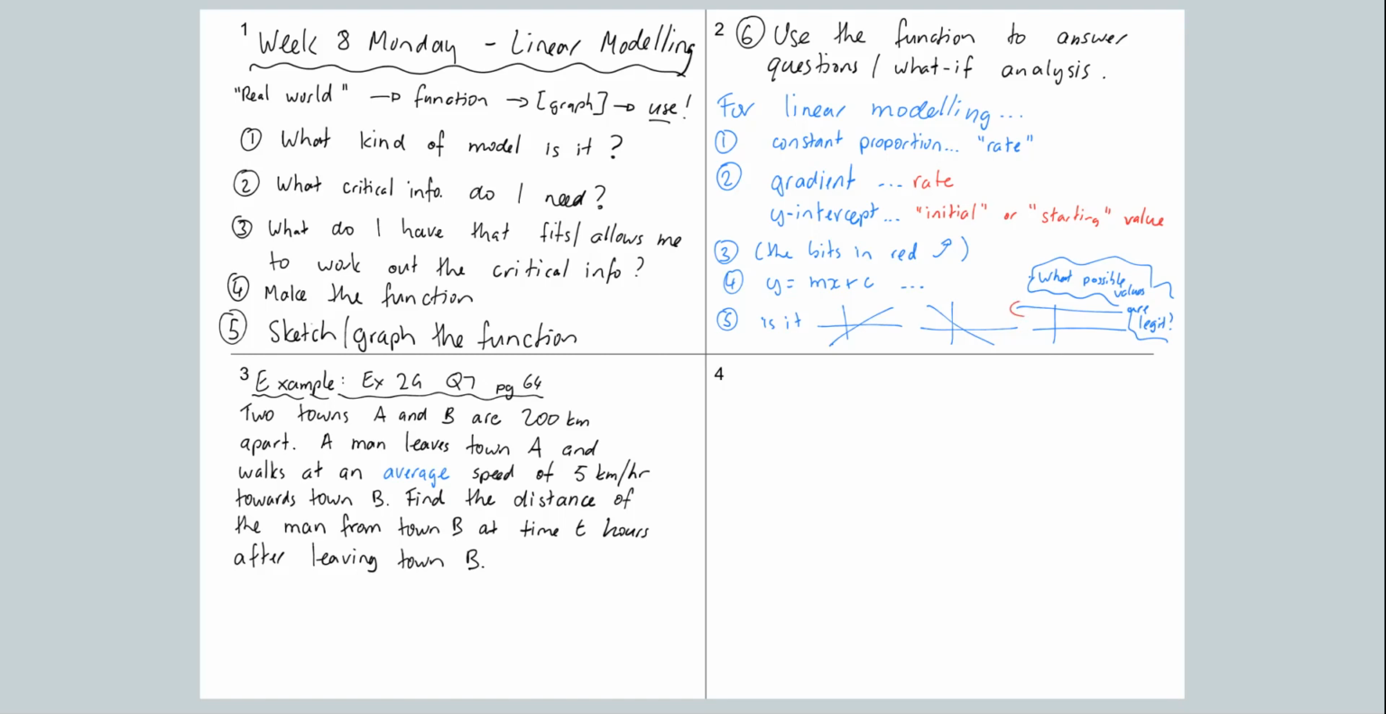I'd like to circle these bits. It's usually the negative bits that require questioning. So yeah, I'll leave that there, and we might just go straight into an example.